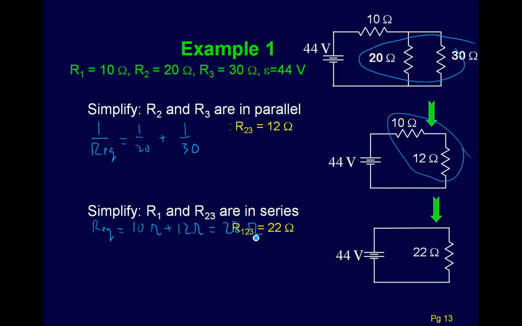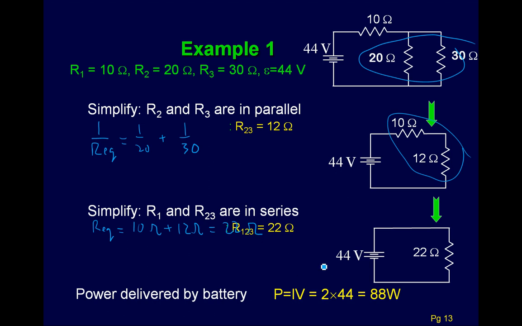And so we have, again, our simplest circuit in the world. Now at this point, you're actually able to solve for everything you need. The power delivered by the battery is just I times the voltage of the battery. Since I know it's 44 volts, the current pulled by the battery is just going to be 44 volts divided by 22 ohms, or 2 amps. So 2 amps times the EMF of the battery is 88 watts. So you can actually solve for that at this point right here.